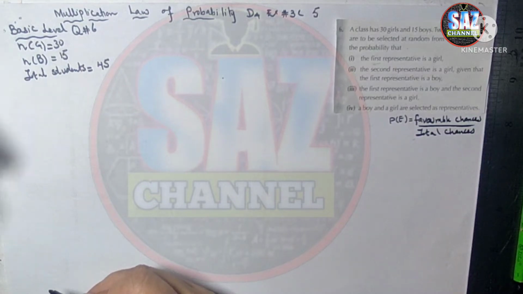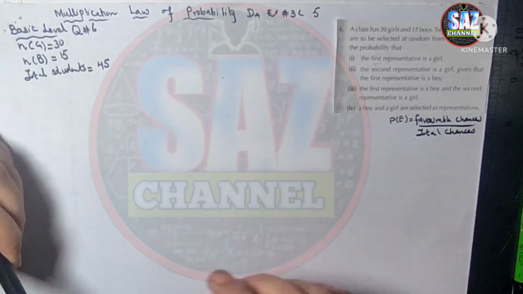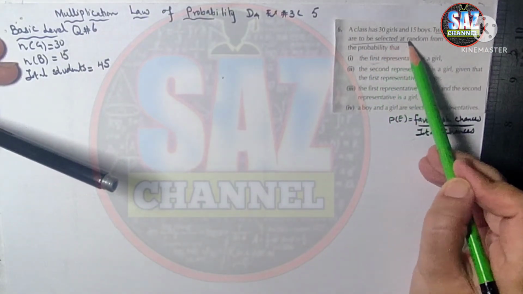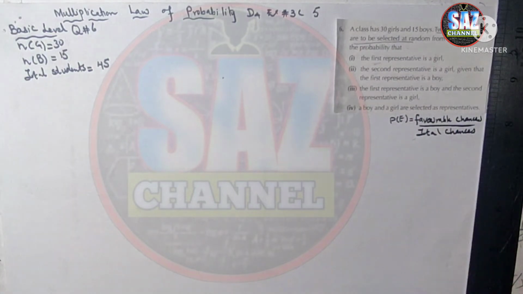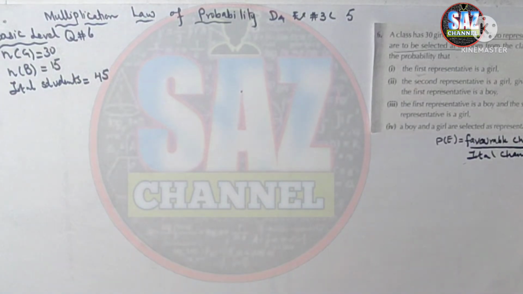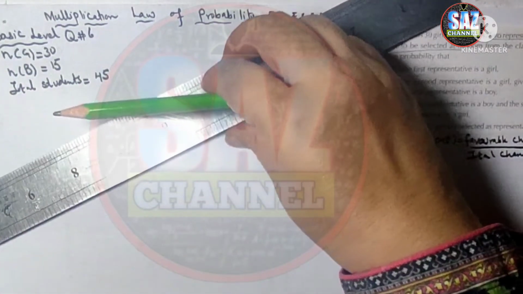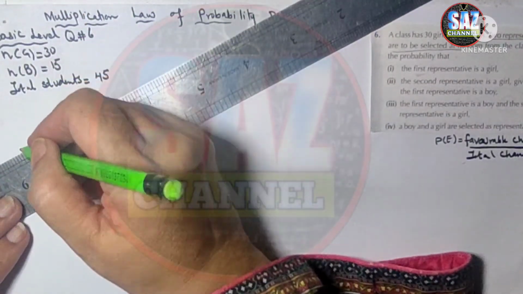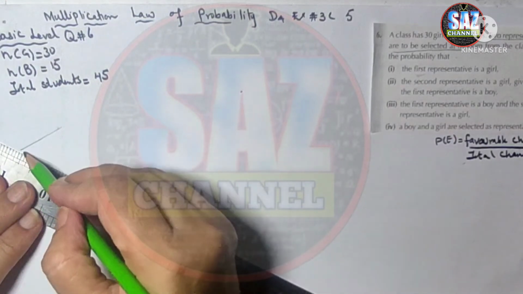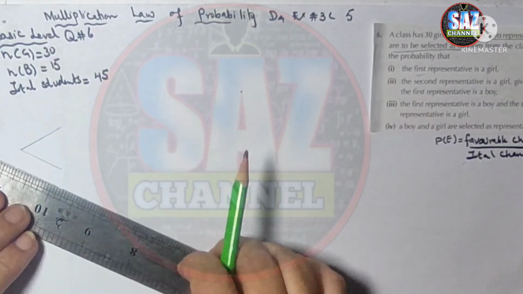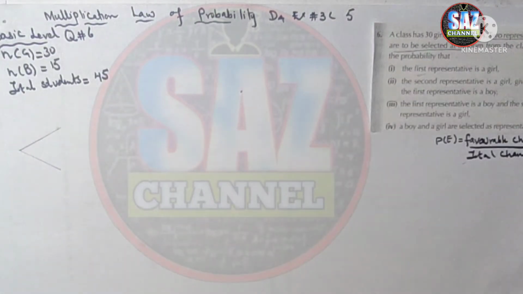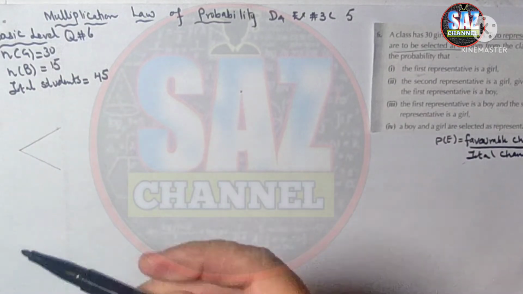And then the question says that two representatives are to be selected at random from the class. So let me first draw the tree diagram here for the selection of boy and girl. Always try to make some pictorial representation for your question, especially in probability, so that your message is more clear to the examiner. And now this is for the first representative.